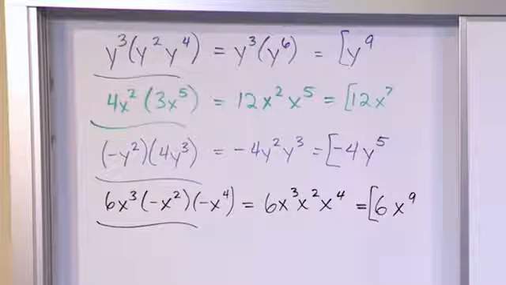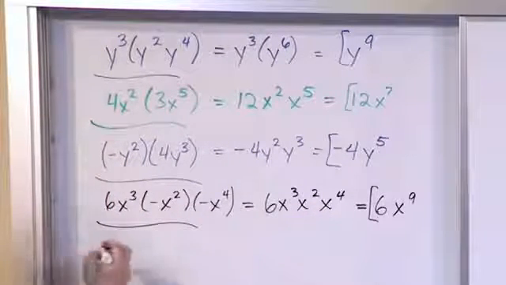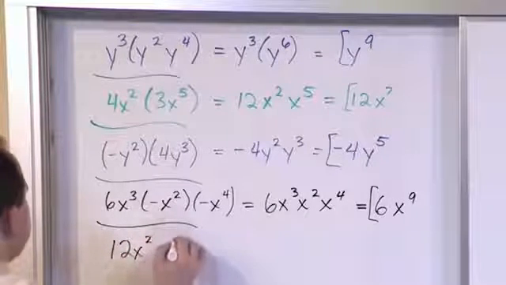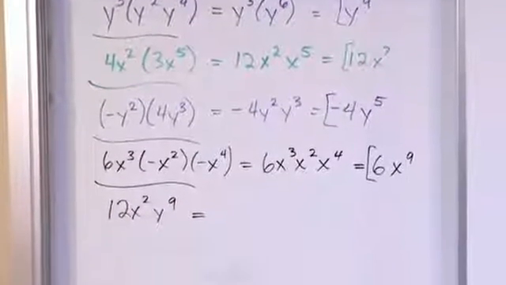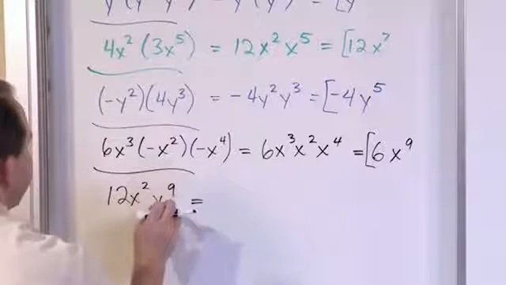And keep in mind, we're only able to combine these guys because the base here, which is x, is actually the same. So let me give you an example to illustrate that. What if you have 12x squared times y to the 9th? And I said, simplify that. Well, you should look at that and say, well, there's nothing to multiply. 12 is already there. I have x squared and y to the 9th.